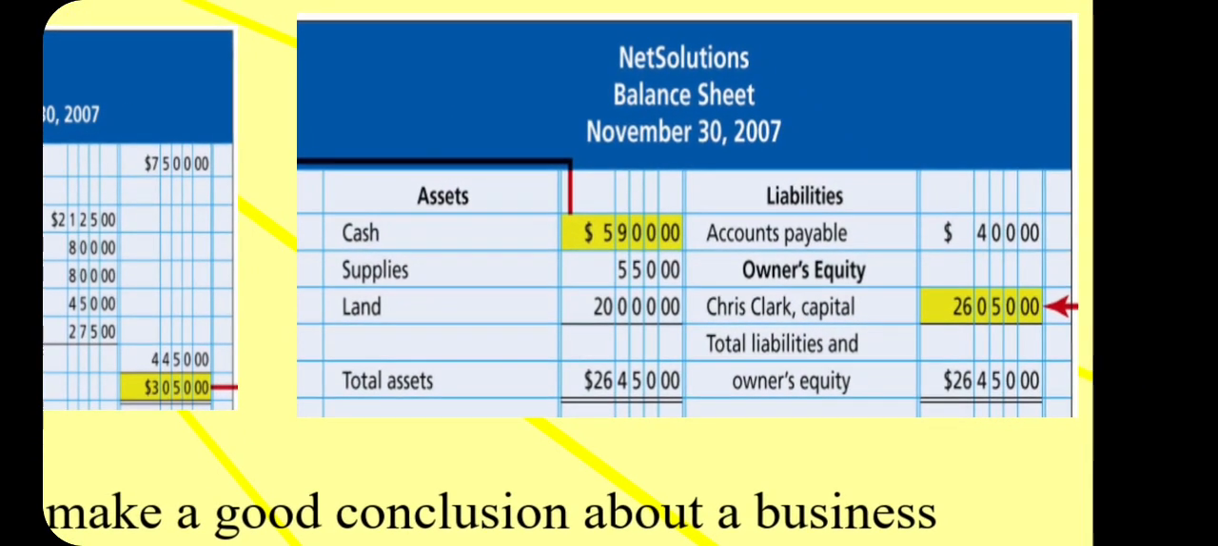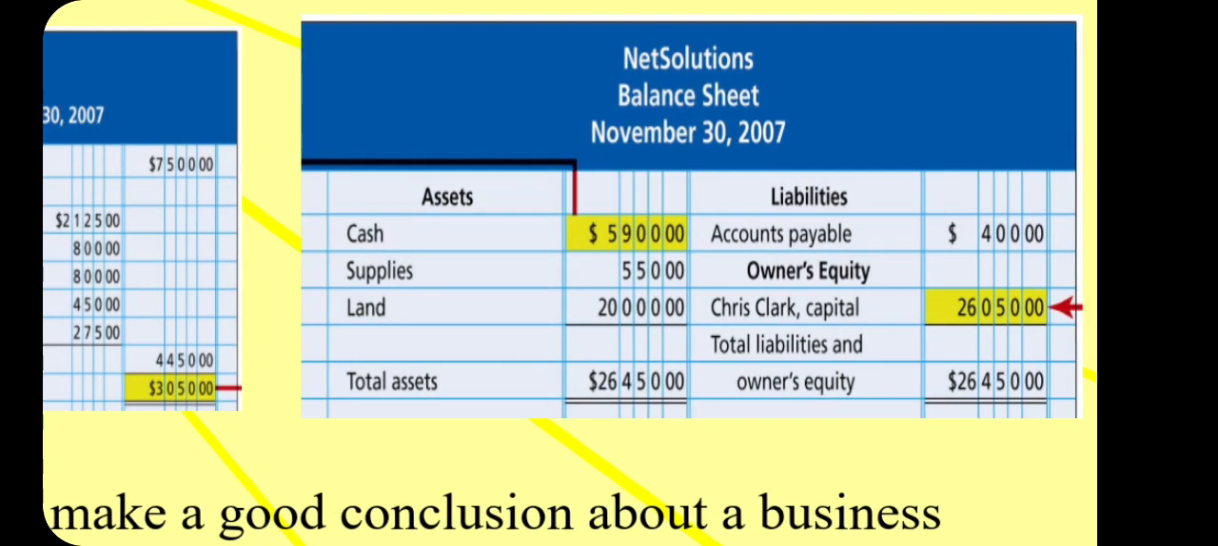This is the balance sheet. You have learned how to prepare a balance sheet in the previous topic. So you can see here the format is like this. On the left side of the balance sheet, you have to list all the assets. See here the examples are cash, supplies, land, and the total is 26,450. And on the right side of the balance sheet, you have to list all the liabilities and owner's equity. Okay, remember this. The balance sheet shows the financial condition of a business.